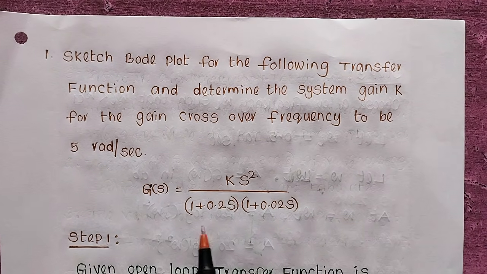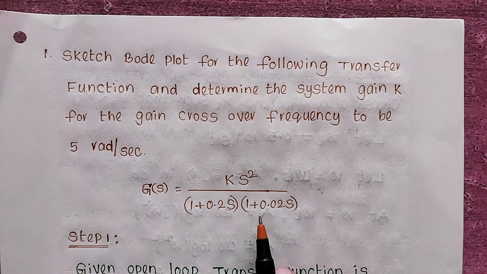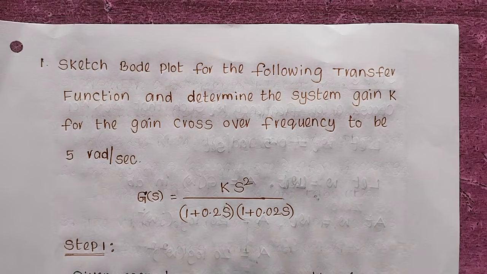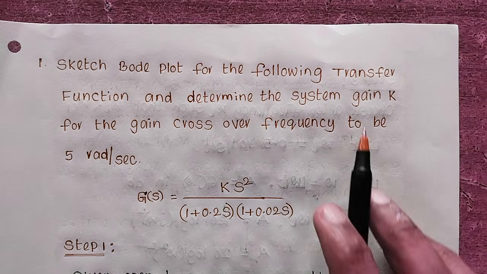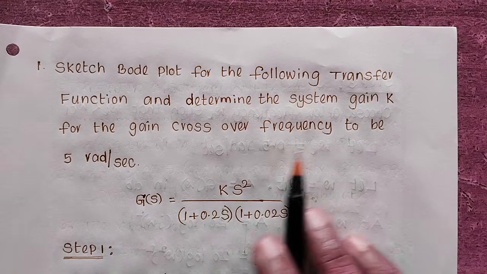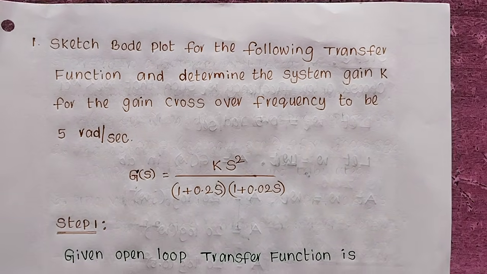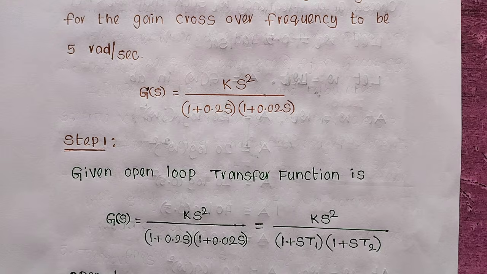So the given transfer function is G of s equals K s square by (1 plus 0.2s) into (1 plus 0.02s). So for this transfer function we have to draw Bode plots and also determine the system gain K for the gain crossover frequency to be 5 radians per second. So here we have to follow the steps to draw the Bode plots.